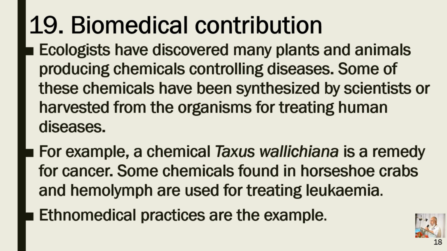Biomedical contribution. Ecologists have discovered many plants and animals producing chemicals controlling diseases. Some of these chemicals have been synthesized by scientists or harvested from the organism for treating human diseases. For example, a chemical from Taxus floridana is a remedy for cancer. Some chemicals found in the horseshoe crabs' hemolymph are used for treating leukemia.